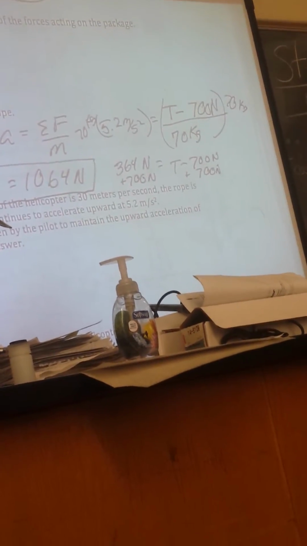Yeah, that is sad. But the pilot wants to keep accelerating at 5.2 meters per second squared. What does he have to do to maintain that level of acceleration? Yeah, decrease the upward thrust, right? Because if you look at the helicopter, it had its own weight and then the weight of the package. I'll just call that FG1 and FG2. And then it had the thrust upwards.